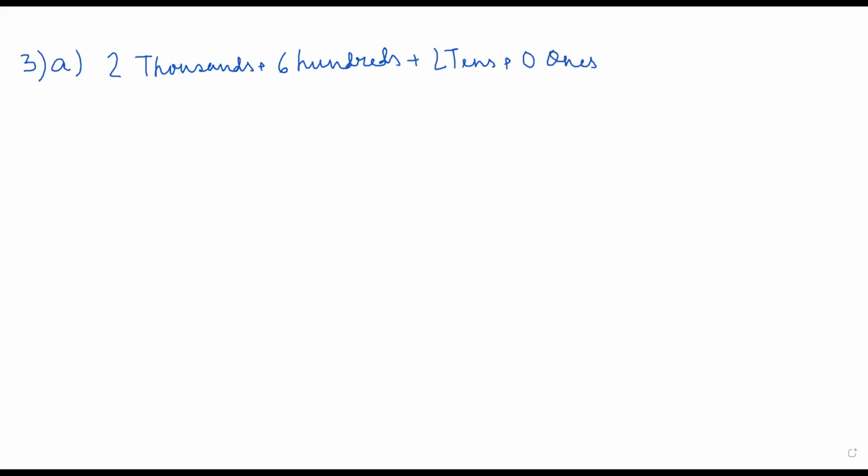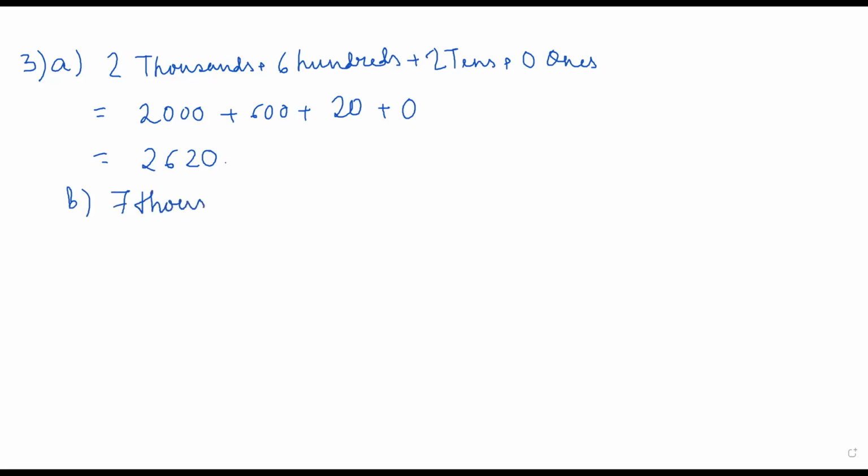So here also in the book one space is there, but we will break this sum for our ease. 600 means 600. 2 tens means 20, 0 ones means 0. So when we take out the sum, 2620 will be the answer. Like this way you have to solve all of these. So the next sum also I'm doing: 7000 plus 800s plus 110, one 10 and two ones.